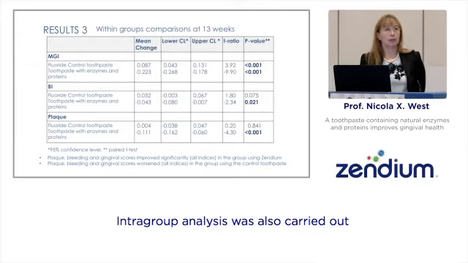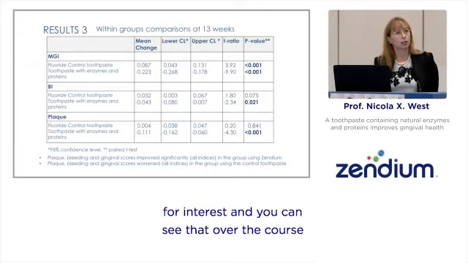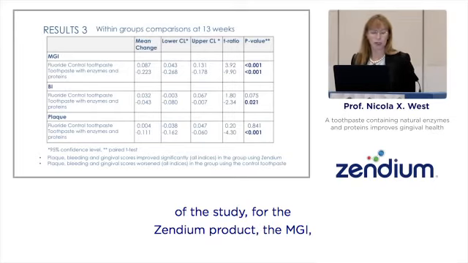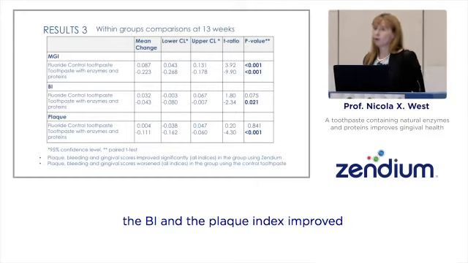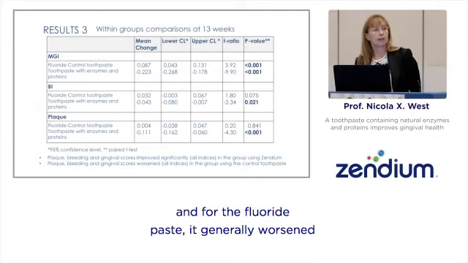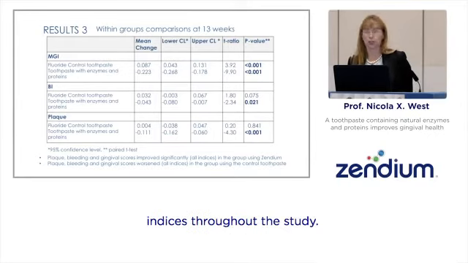Intra-group analysis was also carried out for interest, and you can see that over the course of the study, for the Zendium product, the MGI and the BI and the plaque index improved, and for the fluoride paste, it generally worsened for those 3 indices throughout the study.